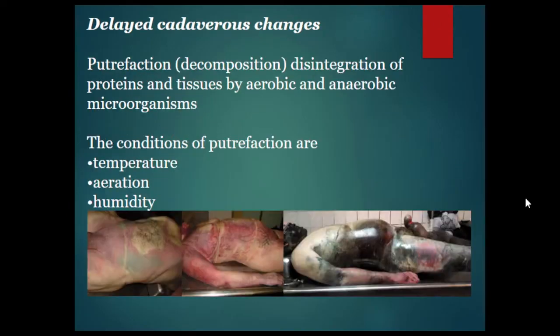For destructive changes, the well-known change is putrefaction, decomposition of the body by the effect of bacterial enzymes. All of us have bacteria in our intestines. These bacteria help us to digest food, to produce some necessary vitamins and other substances, but when the one dies, these bacteria are not limited anymore.